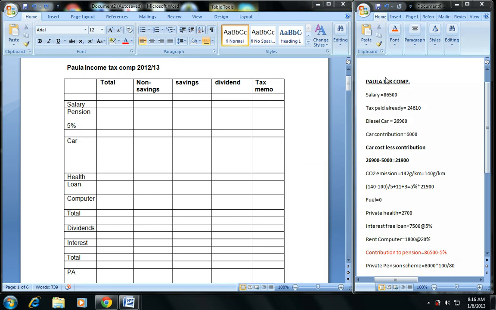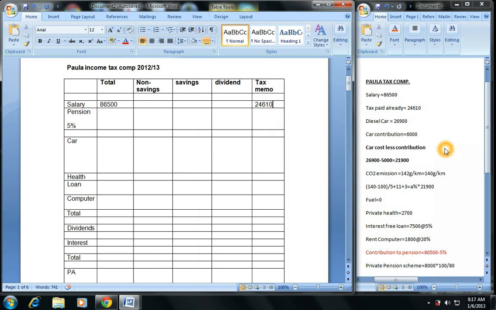We've collected the information from the question, 2000 Personalization, Oxford Brookes 2011-2012. Now we're going to use the information we put into this table in order to compute Paula's income tax. She received an income of 86,500 the whole year, so we put in 86,500, and she paid tax the whole year of 24,600. She has already paid tax at PAYE.